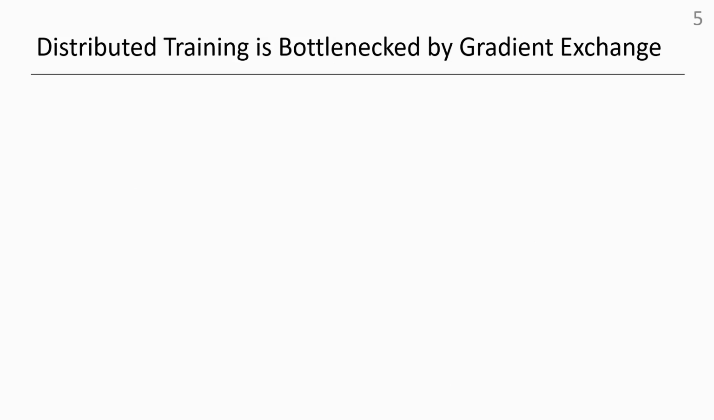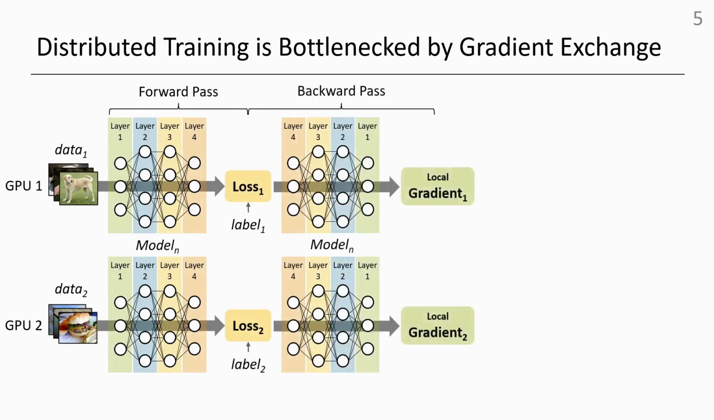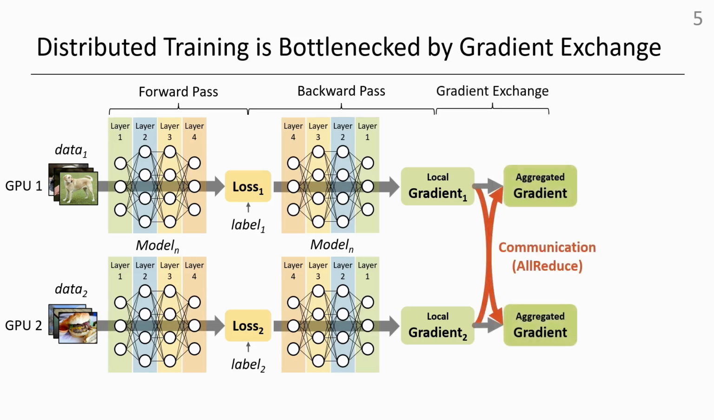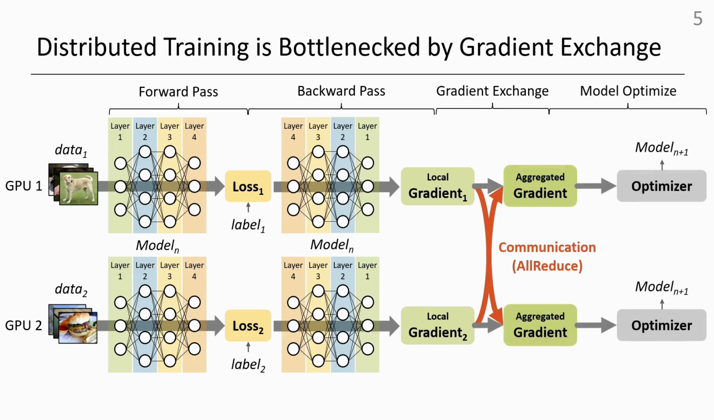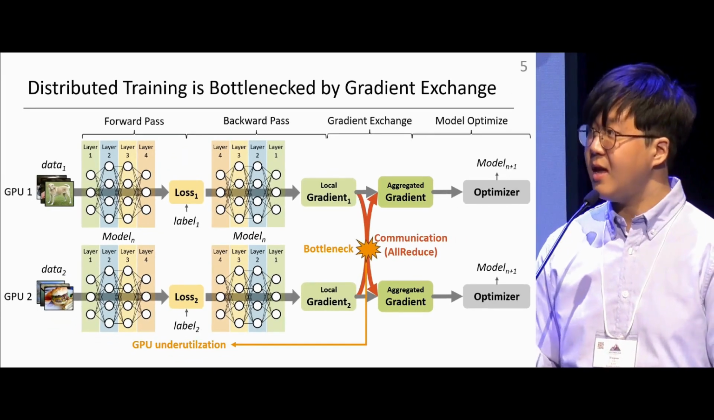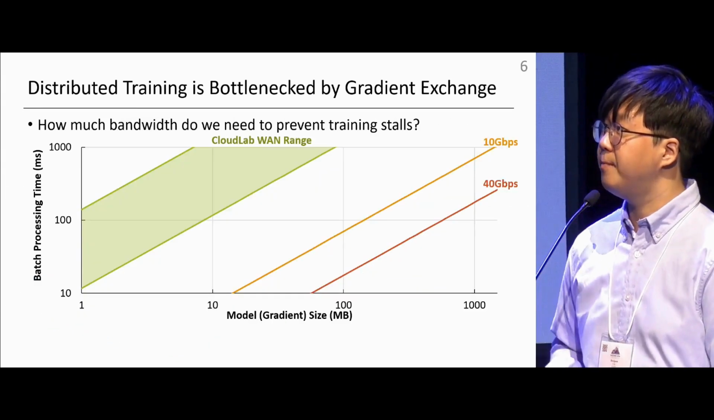So where does this bottleneck come from? Let's take a look at how distributed training goes. After the forward and backward pass, we need to exchange the local gradient in each node to aggregate gradients with all-reduce communication. And we need to run a model optimizer to obtain a new model version from the aggregated gradients. Here, when the network bandwidth is insufficient, communication becomes a significant bottleneck, stalling the training progress. This leads to GPU underutilization and increased training times.